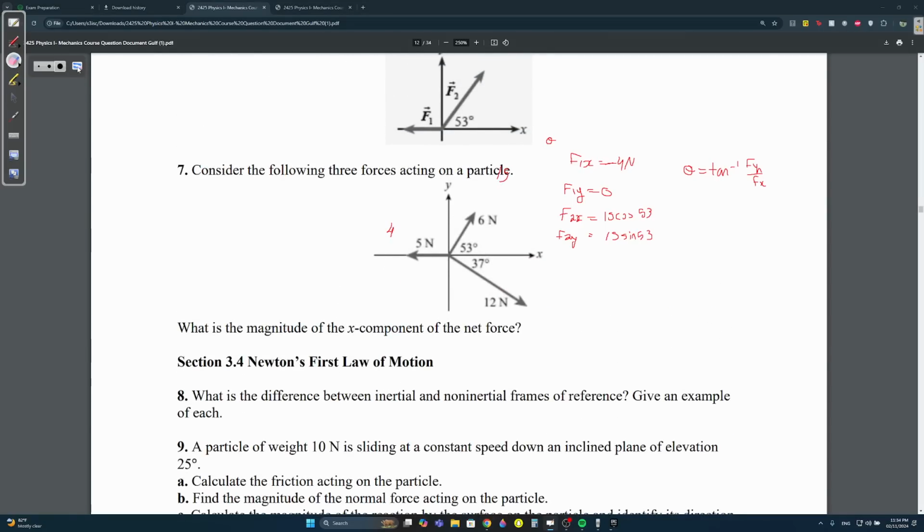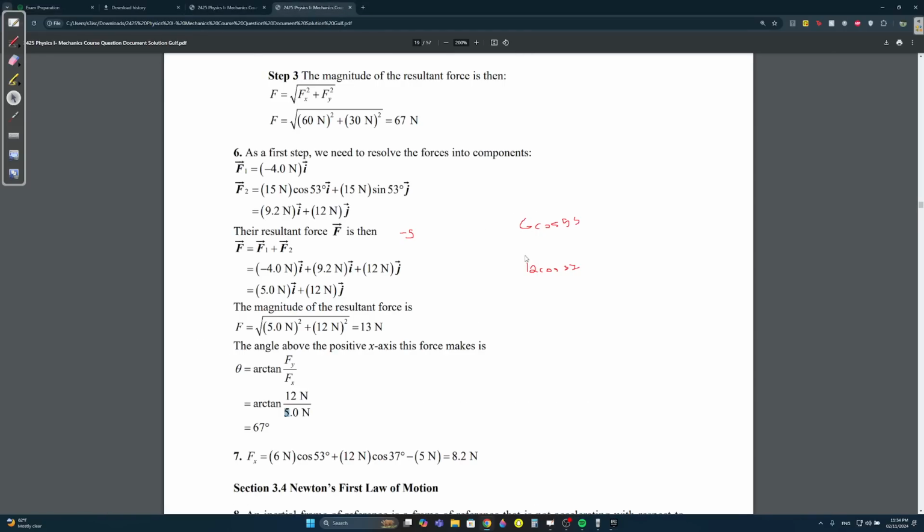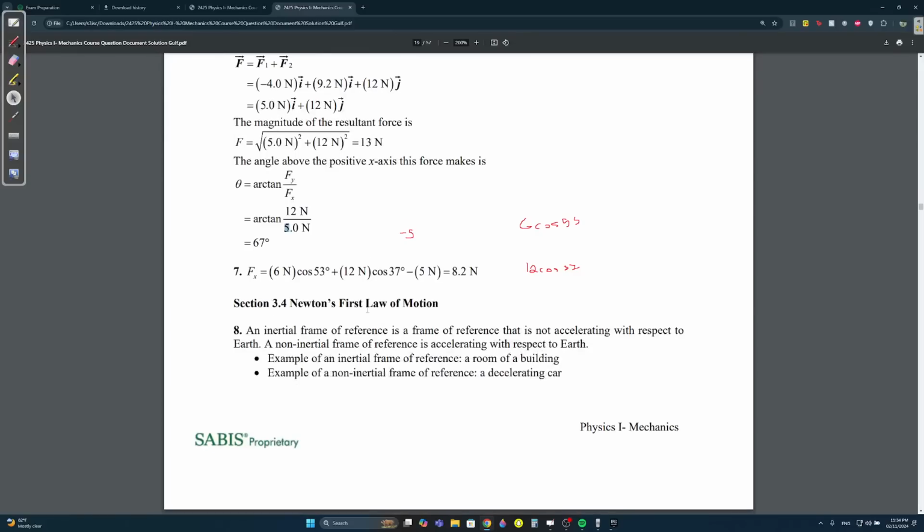Question 7: consider the following three forces. What's the magnitude of the x component of the net force? Okay, this is nice. You have negative 5 here. You have 6 cosine 53 here. And you have 12 cosine 37 here. If you add them, minus 5 plus 6 cosine 53 plus 12 cosine 37, you're going to get 8.2.